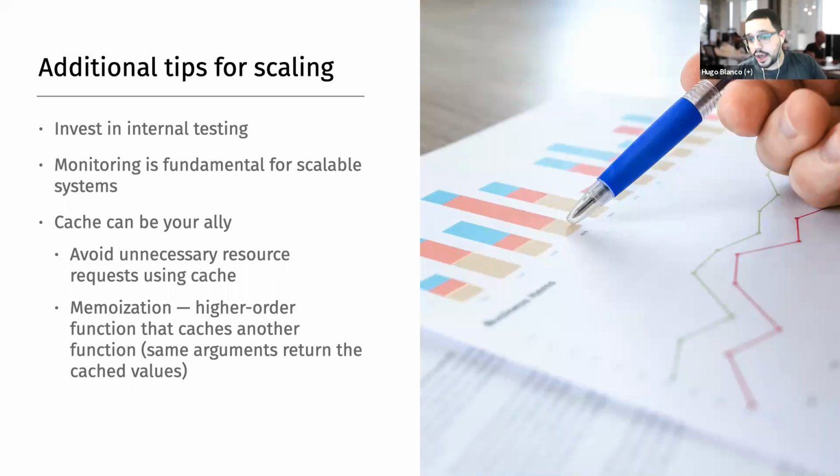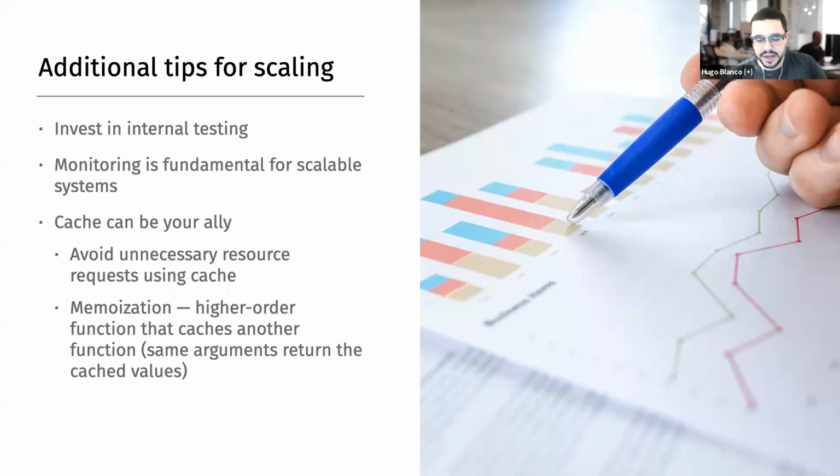And cache can be your ally. You could avoid unnecessary resource requests using cache. You could avoid making the same queries to the database by getting the result from a cache. It's conflicting, because cache is still a resource, so you're still making requests to a resource, but you are avoiding a request to a slow resource in favor of having a faster, more predictable response.